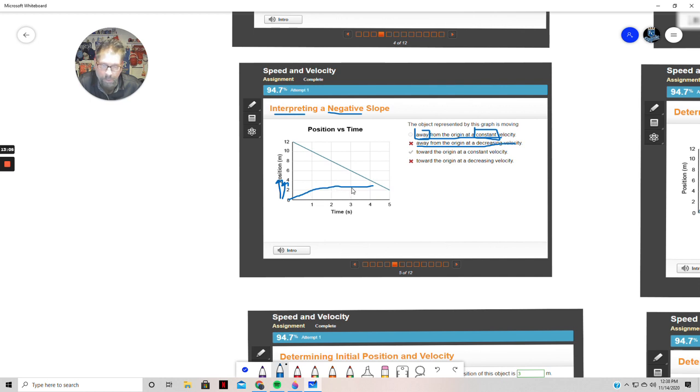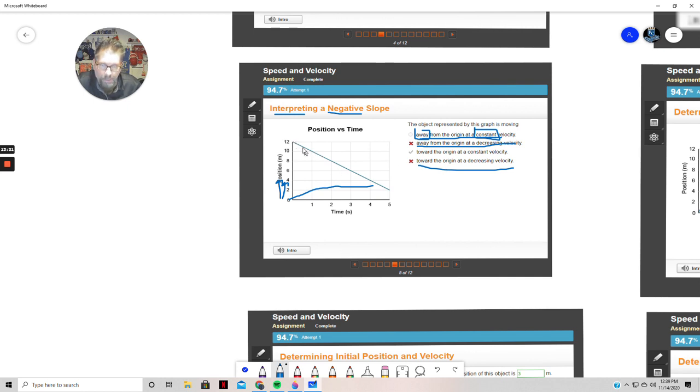And maybe, you know, the distance traveled per second would be decreasing. That's what decreasing velocity would look like. You would travel less distance per second. Okay, and then let's go to the other one that you selected. Towards the origin at a decreasing velocity.